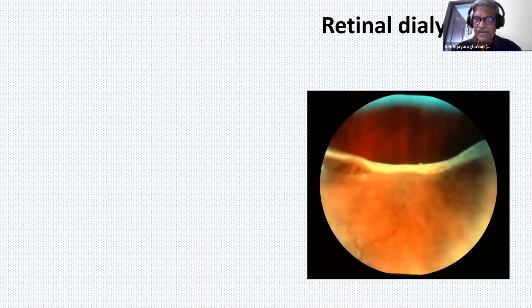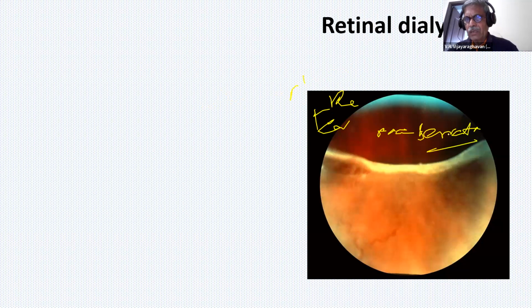This is called retinal dialysis. What do you mean by that? The retina has developed a retinal tear near the ora serrata, that is the peripheral portion of the retina. That is called retinal dialysis. It can occur in a patient who has been exposed to sodium hydroxide burns.